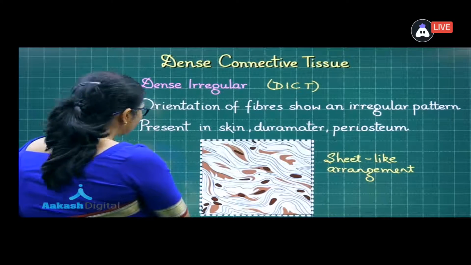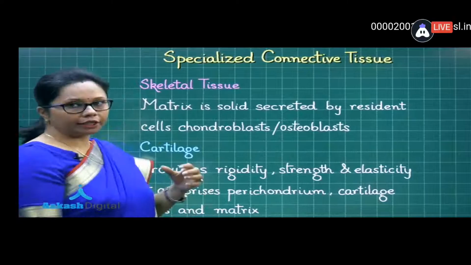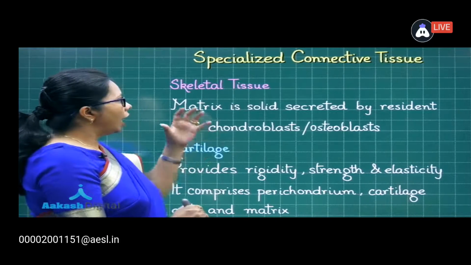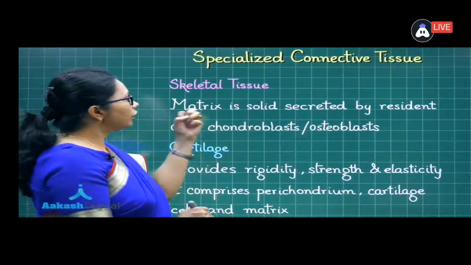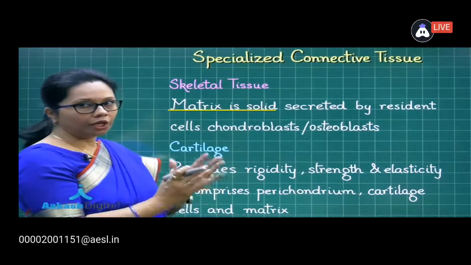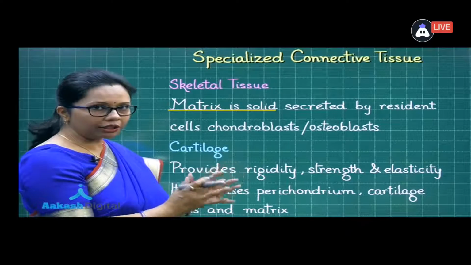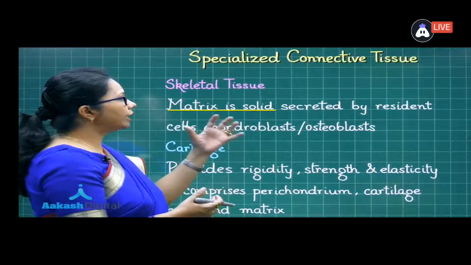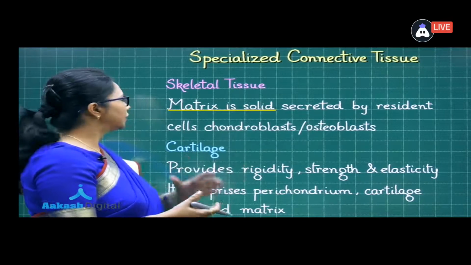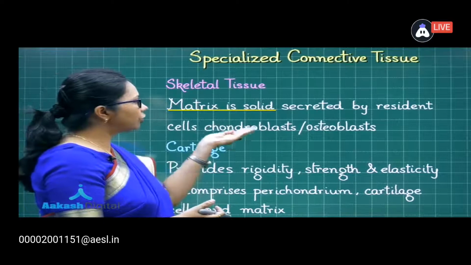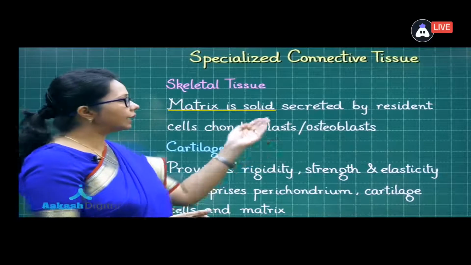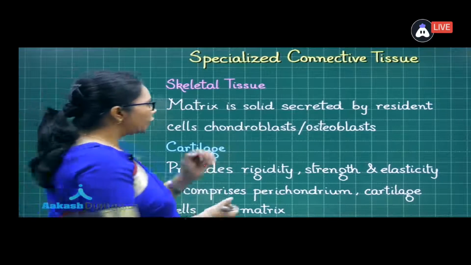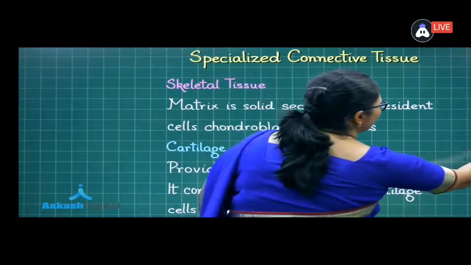Now moving on to the specialized connective tissue, and in this we are taking up the skeletal tissue. Now skeletal tissue, here the matrix is solid. It is not gelatinous as we were seeing in the other tissues. So here it is solid and it is secreted by the resident cells. In case of cartilage, those resident cells are chondroblasts, and in case of bone it is the osteoblasts. Now starting with cartilage.